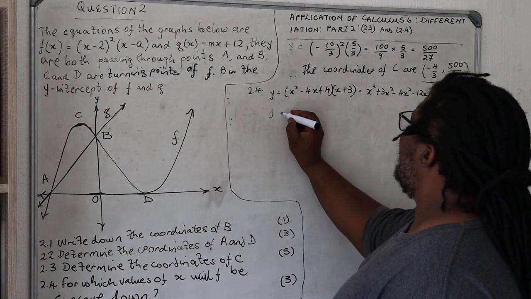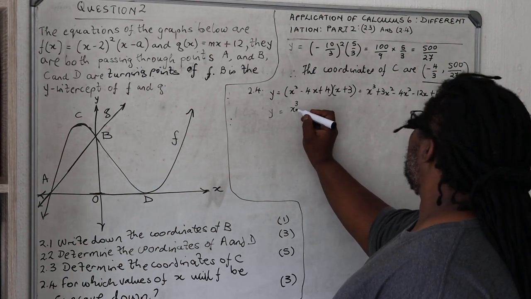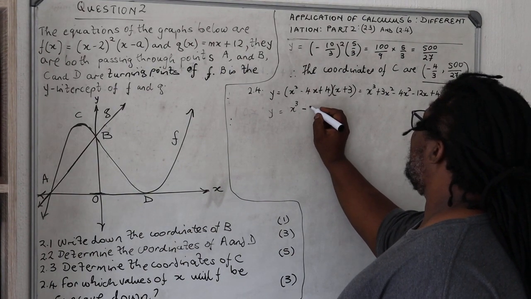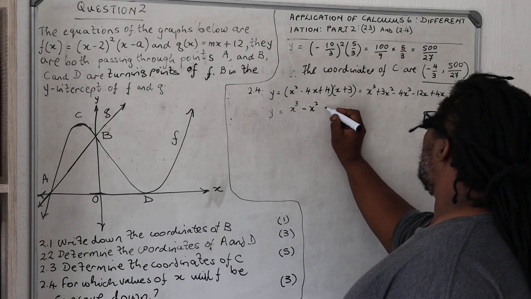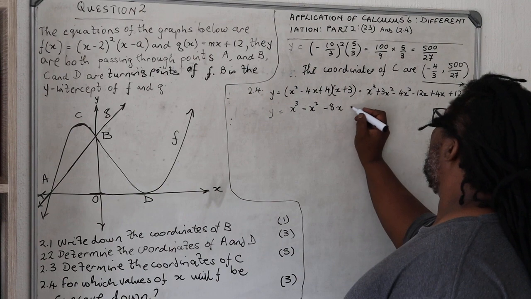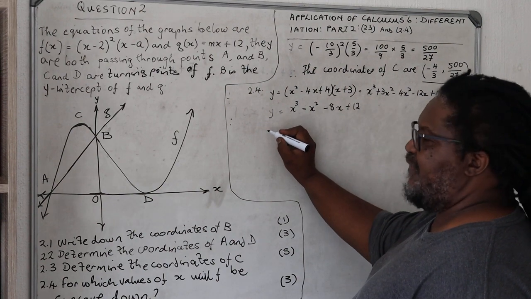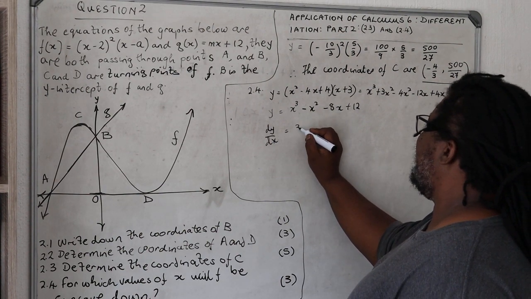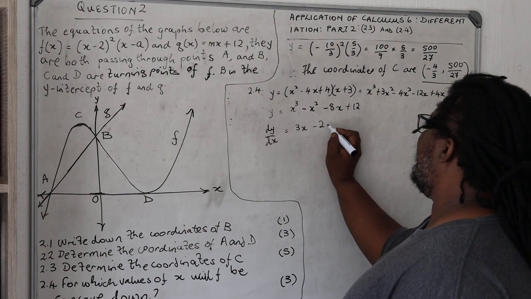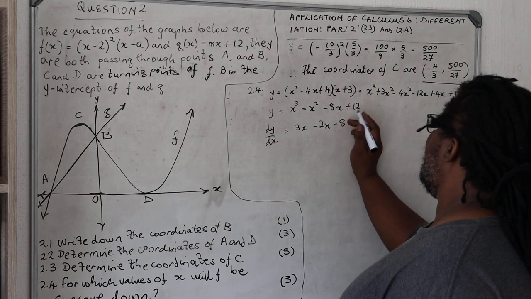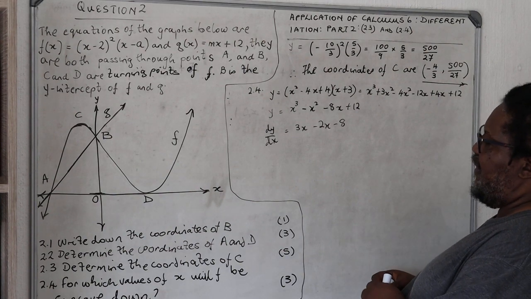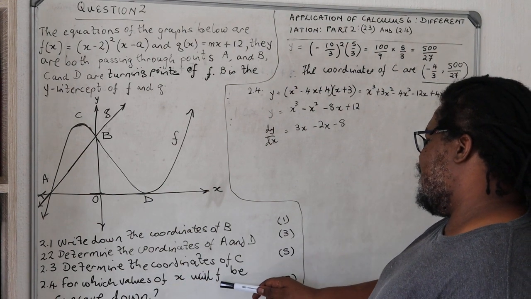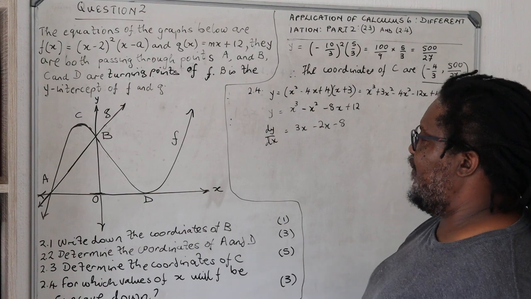and y is equal to x cubed minus x squared minus 8x plus 12, and previously we had shown that dy/dx is equal to 3x squared minus 2x minus 8, and 12 goes to 0. So question 2.4 says, for which values of x will f be concave down?